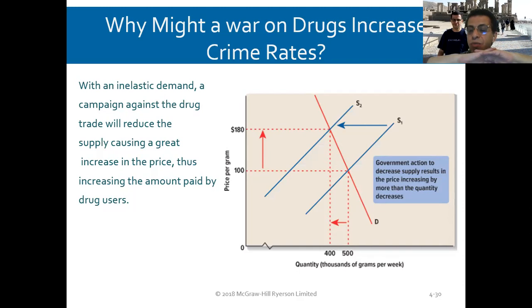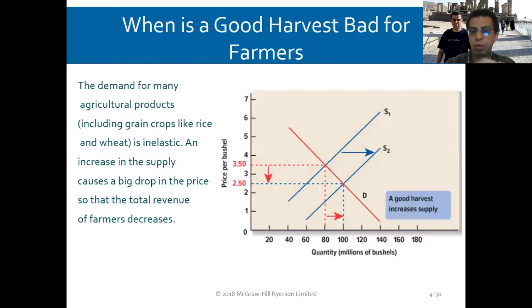When the price increases, you're still going to consume the same thing, but now your purchasing power cannot afford it, so you try to get into more criminal activities. That's one way of looking at it. And another thing to look at is: when is a good harvest bad? When is a good harvest bad for a farmer?